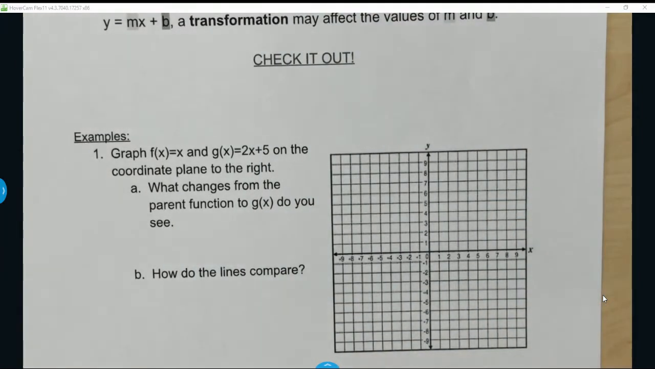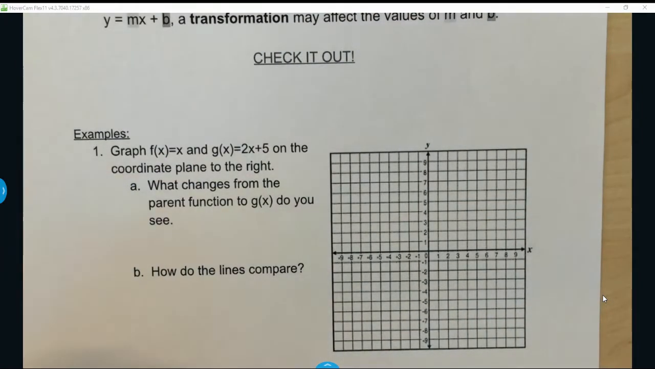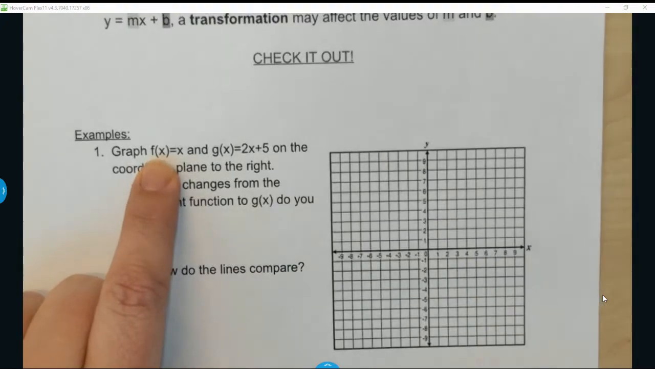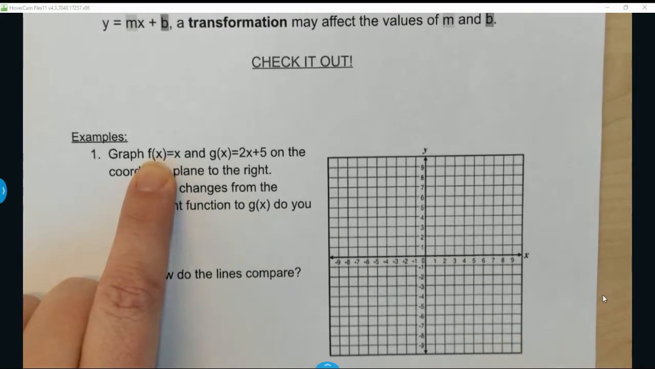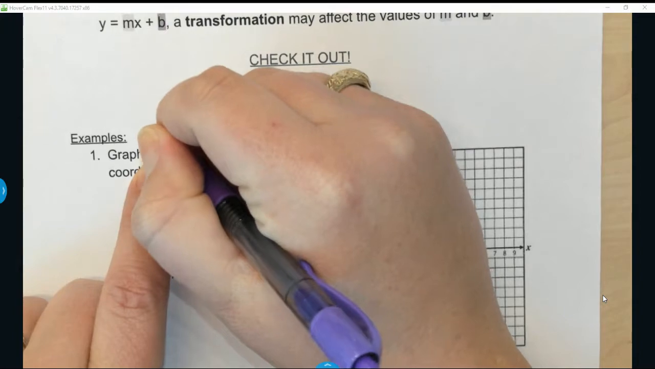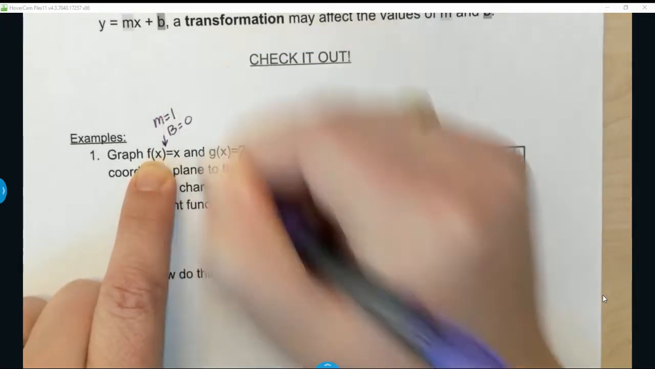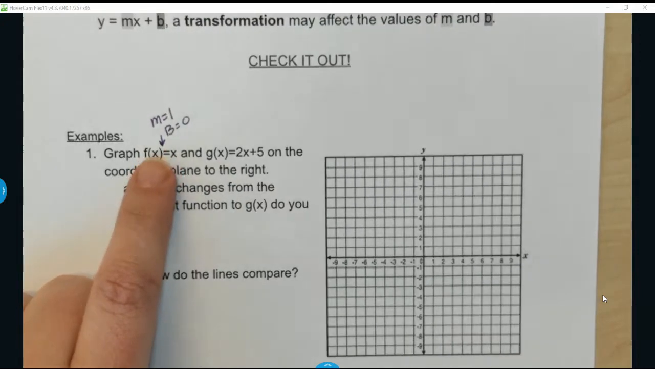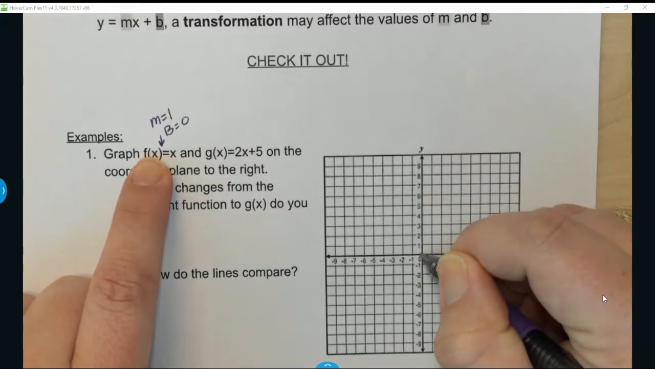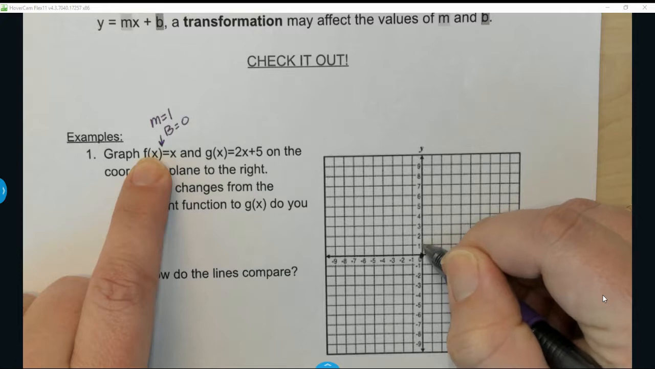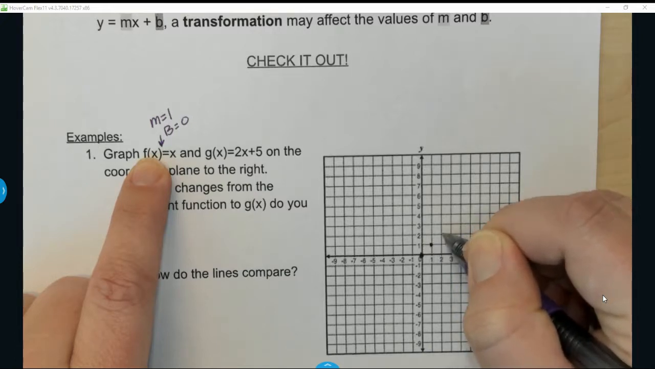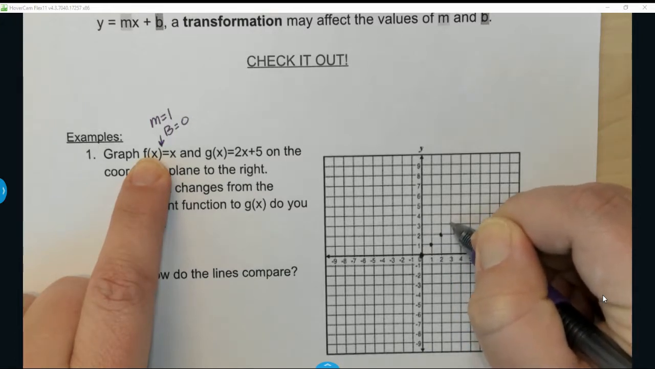If we are looking at the graph f of x equals x, that is the same thing as saying y equals x. So for this one, our slope is 1 and our y-intercept is 0. If I'm looking at this first one, I would start here at 0, and I would count up 1, to the right 1, up 1, to the right 1, up 1, to the right 1.